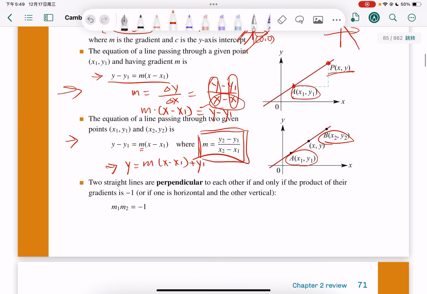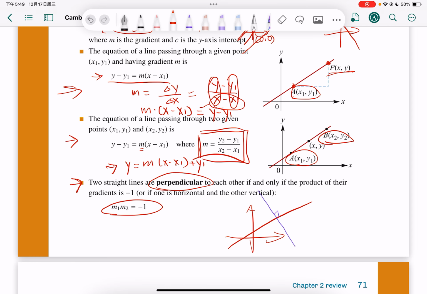So now the last point: if two straight lines are perpendicular, so we have a red line and another purple line, that means the multiplication of their gradients is equal to -1. For example, we can have this to be a half, and the purple line should have a gradient of -2 to make it -1.